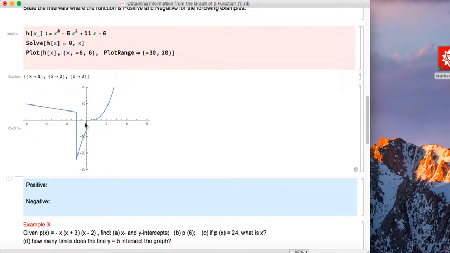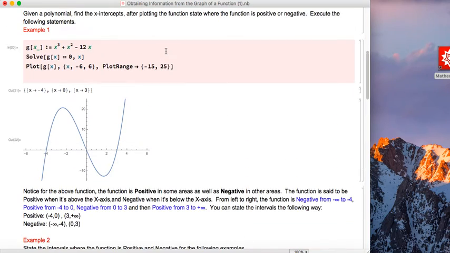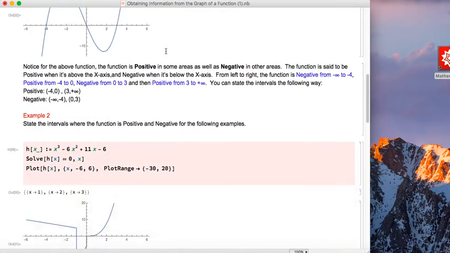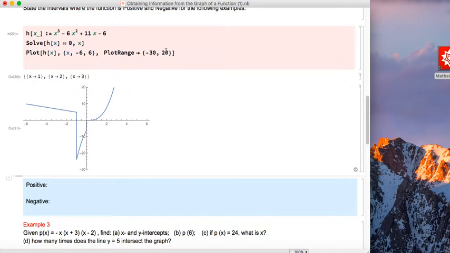So the graph of h(x), let me see what's happening here. The graph of h(x) consists of this part, then this part, then this part. So we separate this function into these 3 parts. And there's a vertical tangent here, and a vertical tangent here. We want to see where the graph is positive and where it's negative.